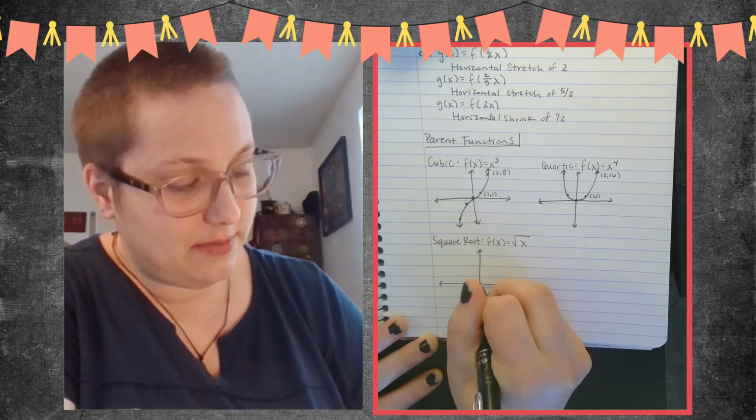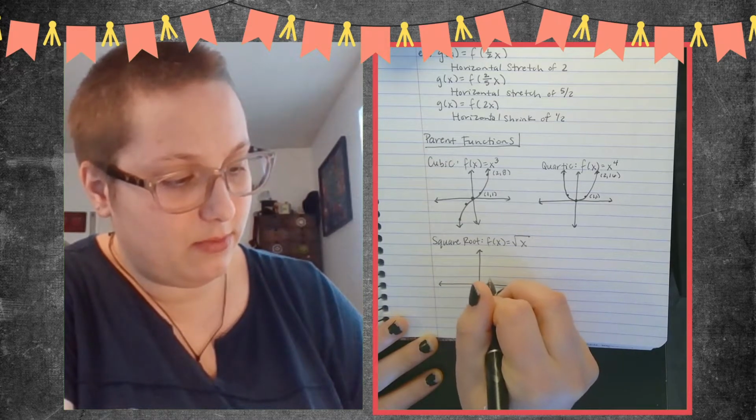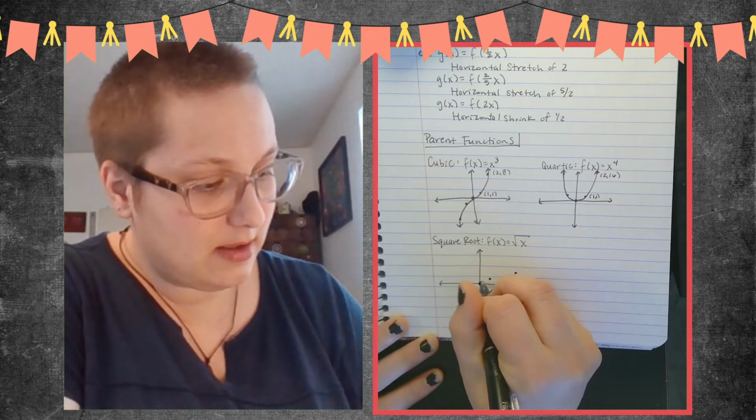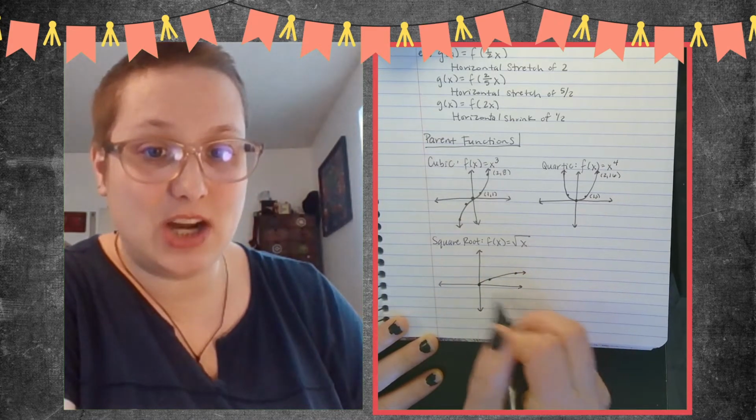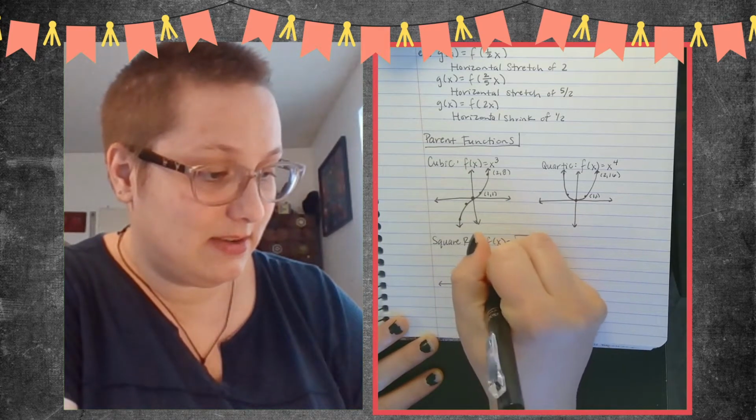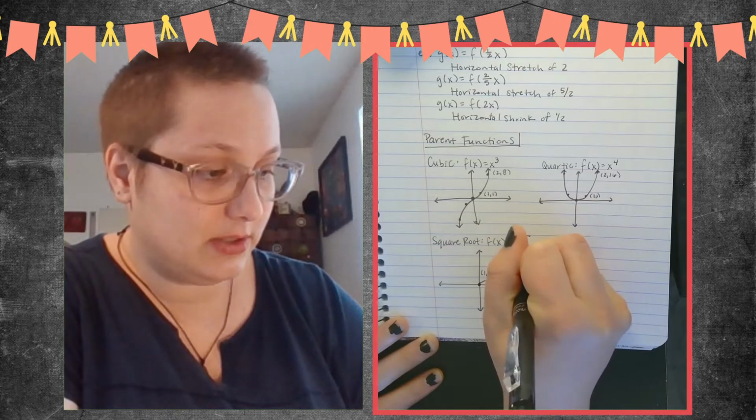So it's 0, 0, and then 1, 1, and then 4, 2. But it's not anywhere else. It's just in this little section. 1, 1, 4, 2.